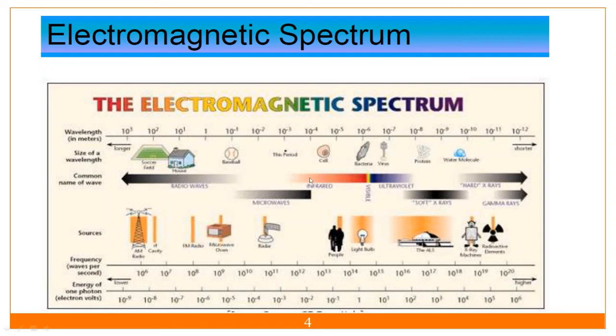So where is the location of infrared? Where is the location of ultraviolet? Where is the location of soft and hard X-rays? Then gamma rays and whatever radio waves are there, we have seen in this one.